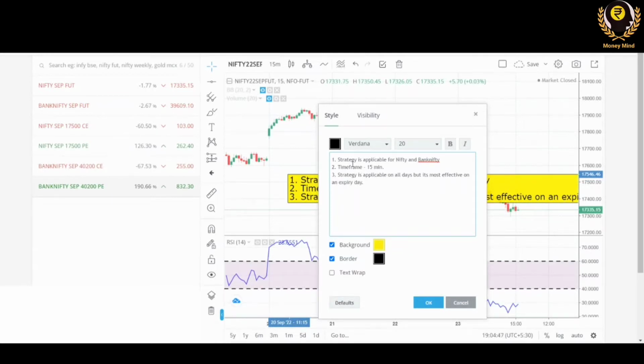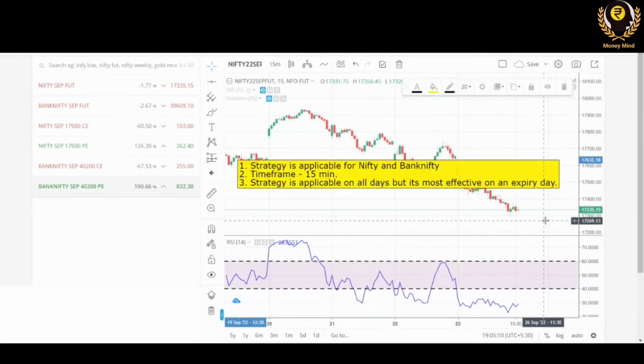So basically on a Thursday or a day before that on Wednesday also. So you can apply this strategy on a Wednesday or a Thursday. So you need to remember these 3 points.